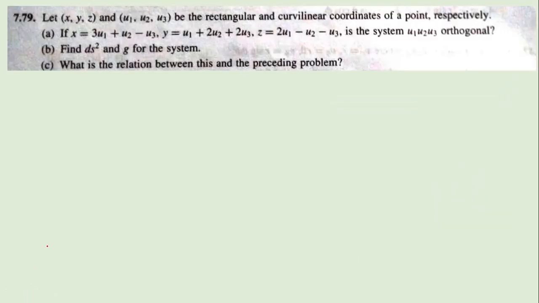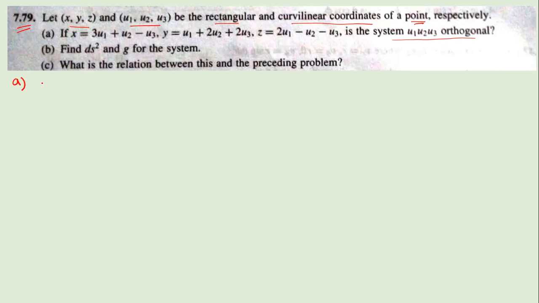So let's start with question number 7.79, which says: let these be two coordinate systems, rectangular and curvilinear, for a point. These are the two systems and they are related. If you watched the last video, you can see similar transformations are given here, right? Is this system orthogonal? The first question is whether this system is orthogonal.